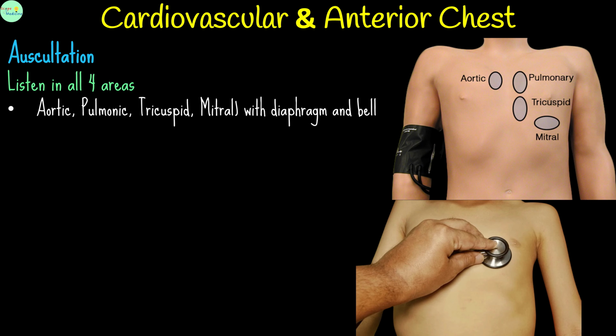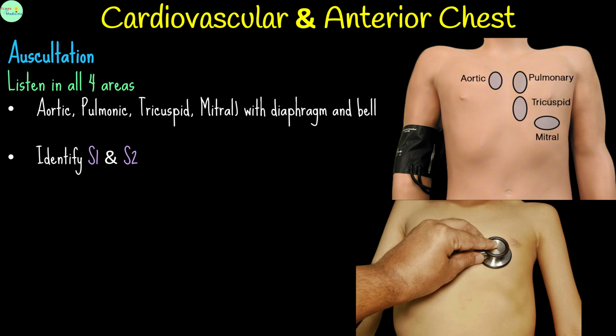For auscultation, listen methodically in 4 classic valve areas. The aortic area at the second right intercostal space near the sternum, the pulmonic area at the second left intercostal space, the tricuspid area at the lower left sternal border, and the mitral area at the very tip of the heart near the left nipple line. Use both the flat diaphragm and the cup-shaped bell of your stethoscope at each location.